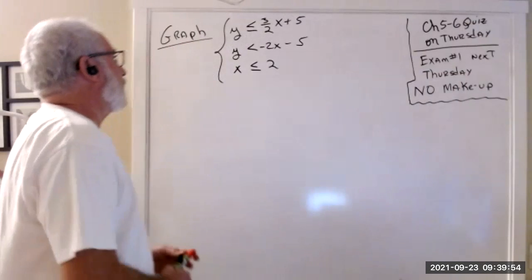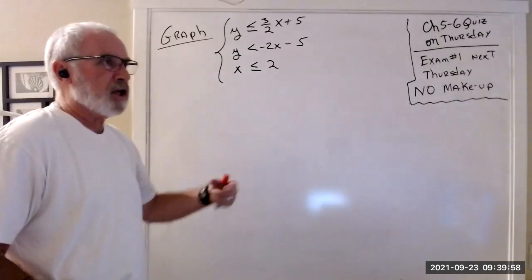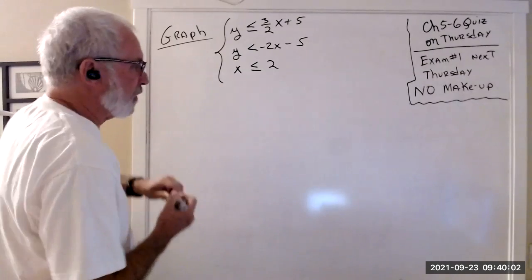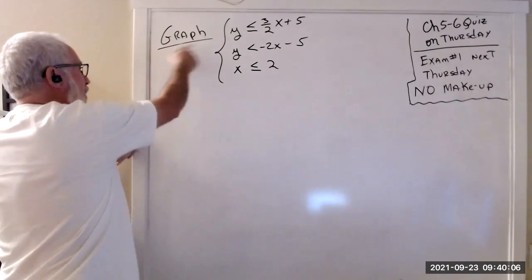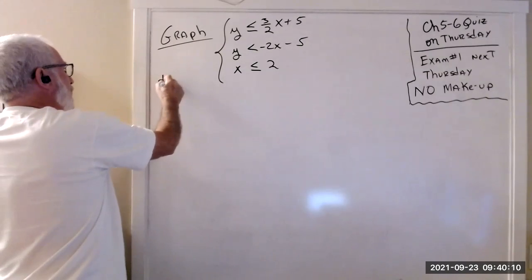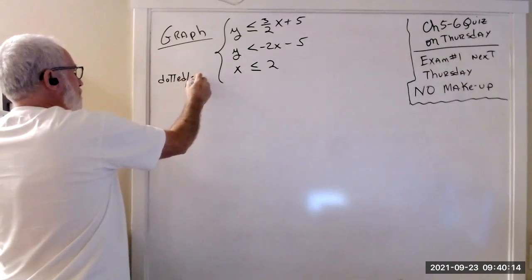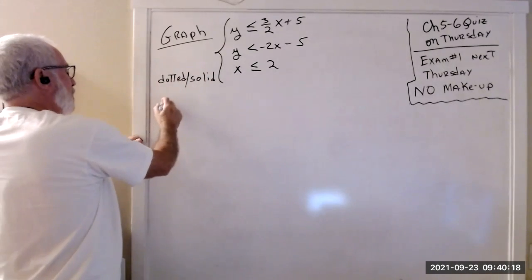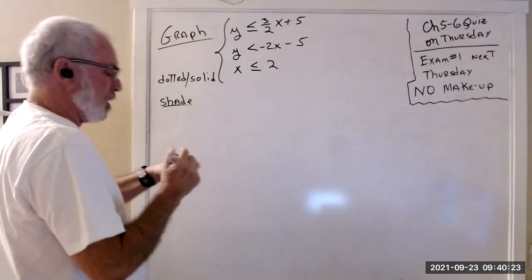Okay, so here we go. This is a system of inequalities. There's a couple things we're going to do here. We're going to graph each line, because it says graph, but we have to determine, is my line going to be dotted or is it going to be solid? And I have to determine where to shade. All of that is built into this problem.